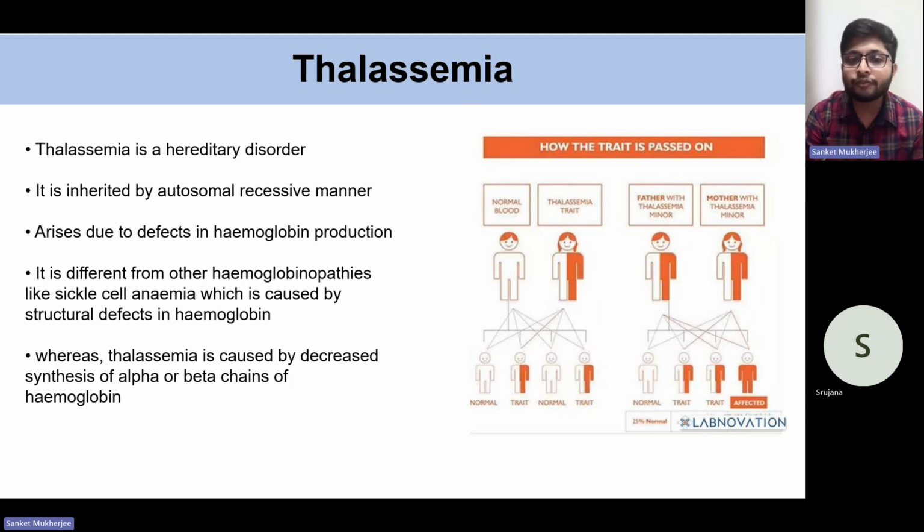It arises due to defects in hemoglobin production. It is different from other hemoglobinopathies like sickle cell anemia, which is caused by structural defects. Thalassemia is caused by decreased synthesis of alpha or beta chains of hemoglobin. So as you can see on the right, a person can have the wild type alleles where there is no mutation, whereas if there is a mutation for thalassemia, that person is called a carrier. A carrier is not affected by the disease, but a carrier can potentially transfer the disease to the offspring. So that is what is given.